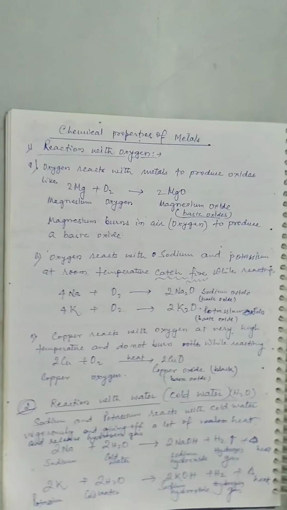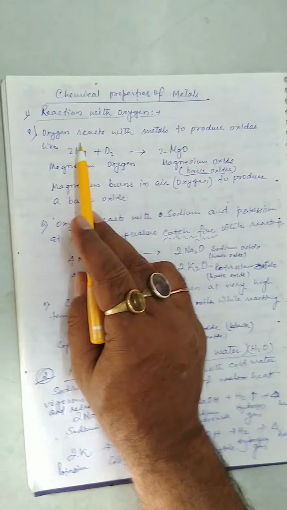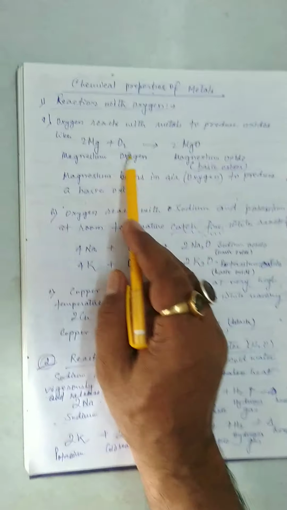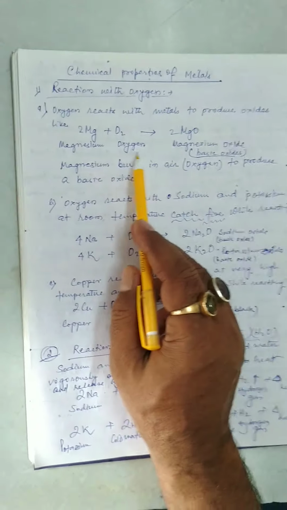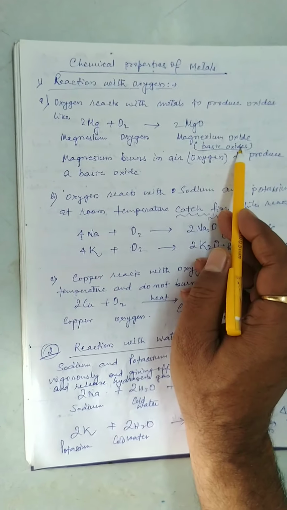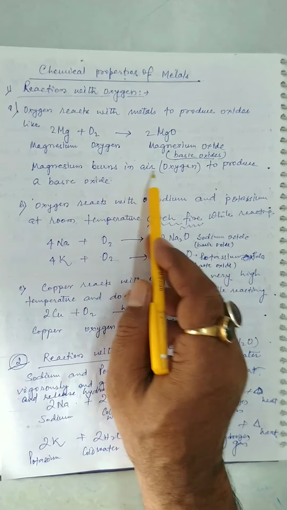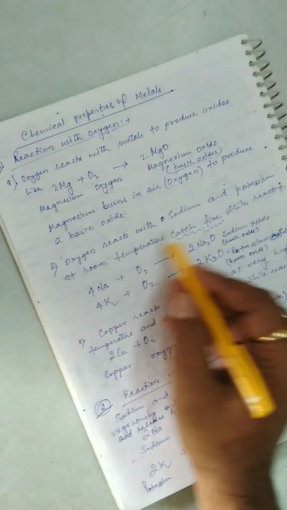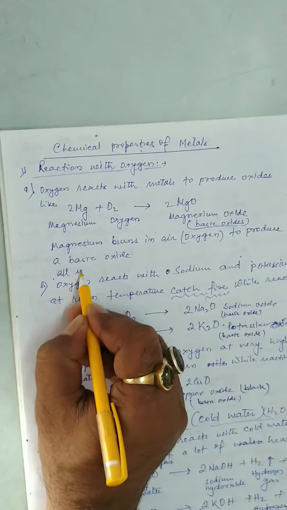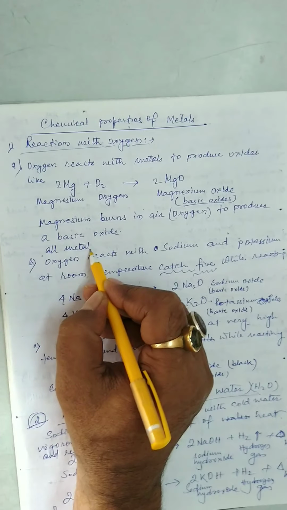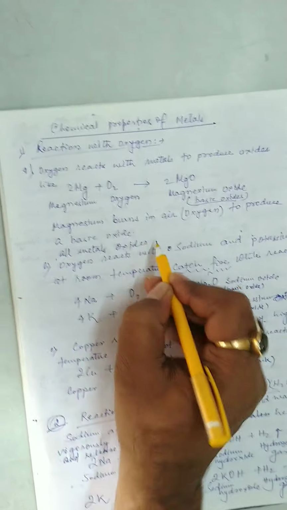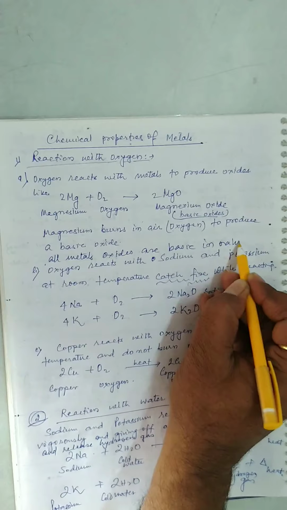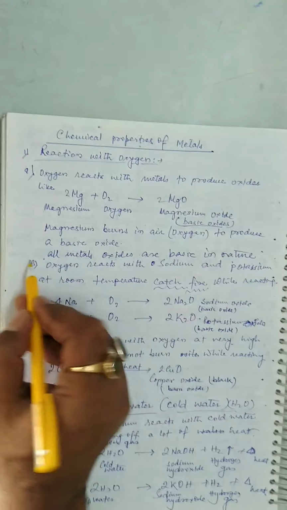Chemical properties of metals: reaction with oxygen. Oxygen reacts with metal to produce oxides, like 2Mg plus O2 gives 2MgO. Magnesium and oxygen produce magnesium oxide, which is a basic oxide. Magnesium burns in air to produce a basic oxide. It means all metal oxides are basic in nature. It is important.